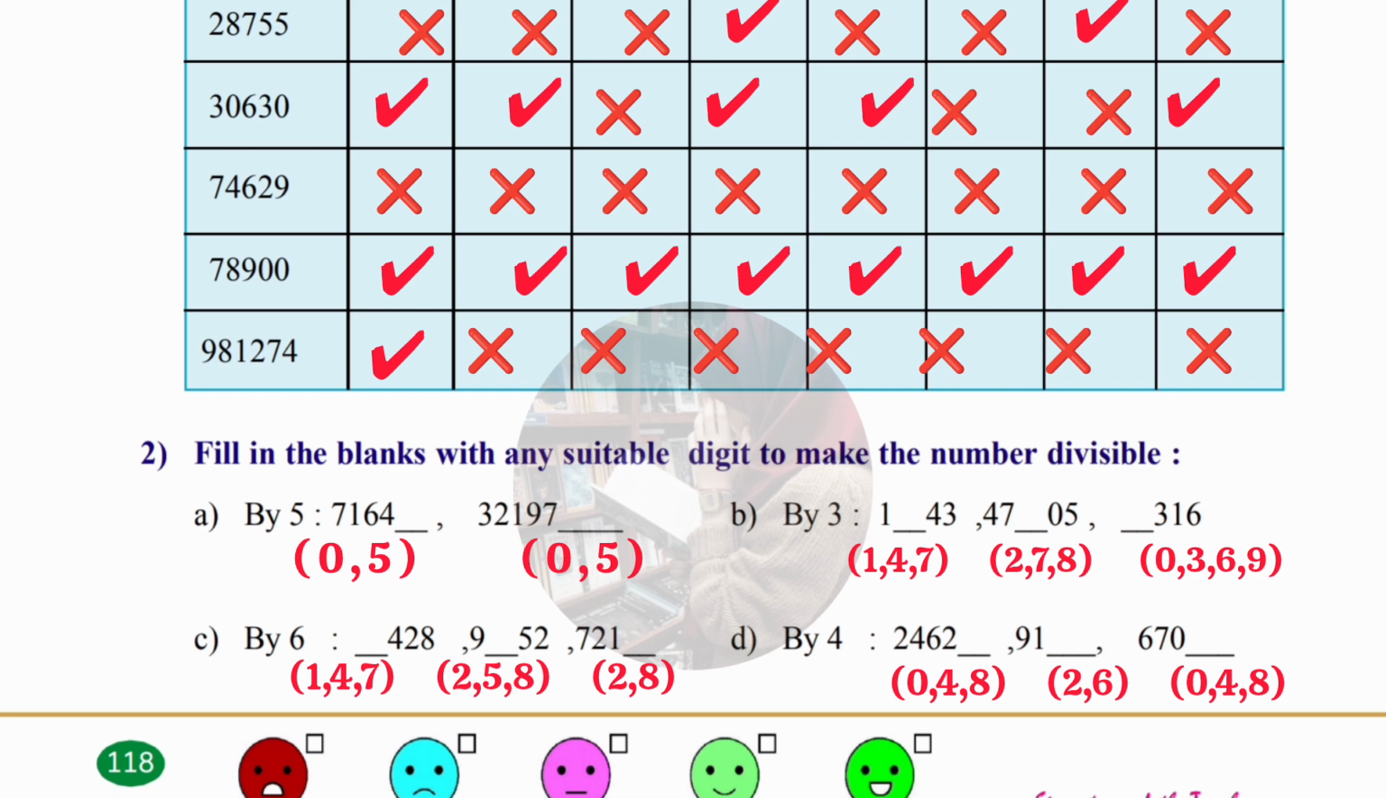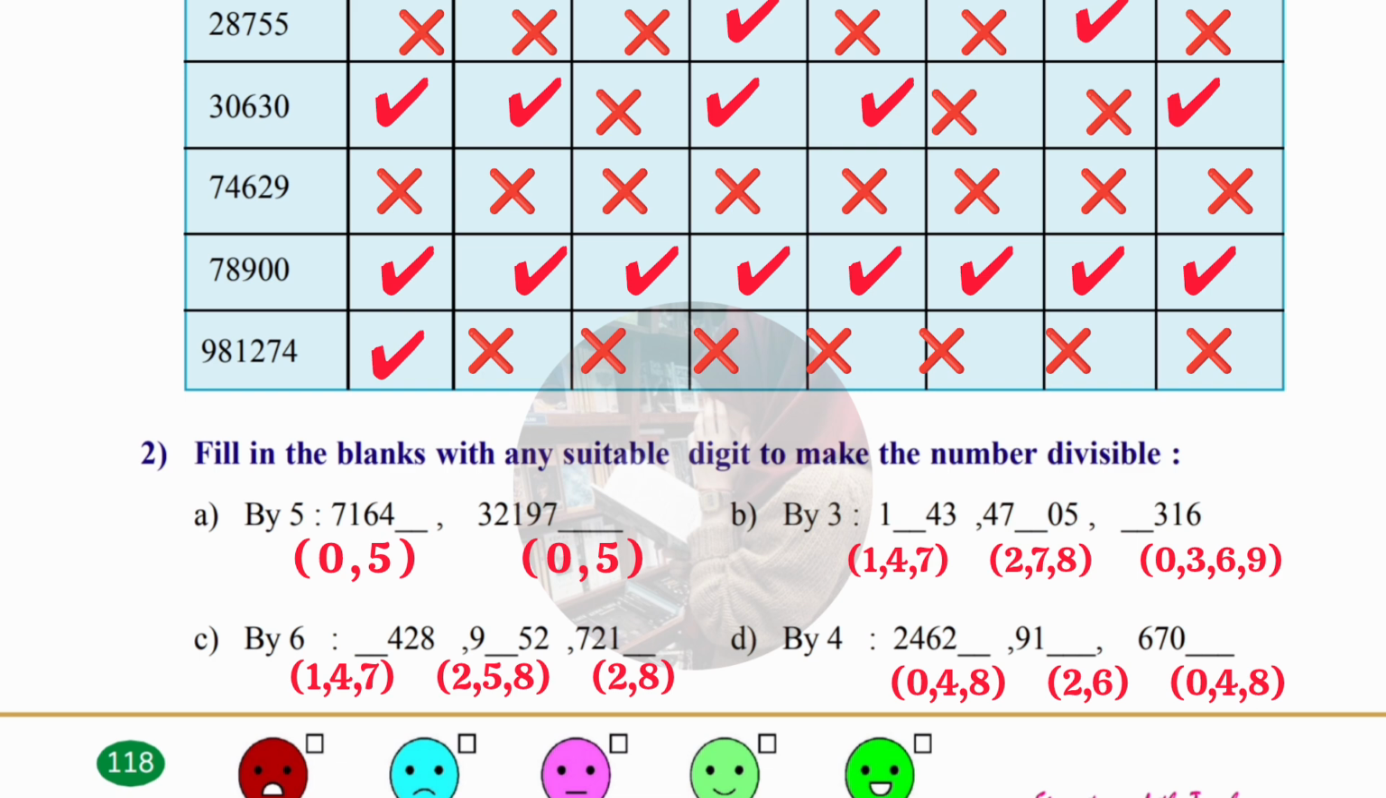Likewise, for the second number I have given 2, 5, 8 in the bracket. You can fill it to make 9252, 9552 or 9852. Any one number, you just pick it and write it in the blank, so that number is divisible by 6.